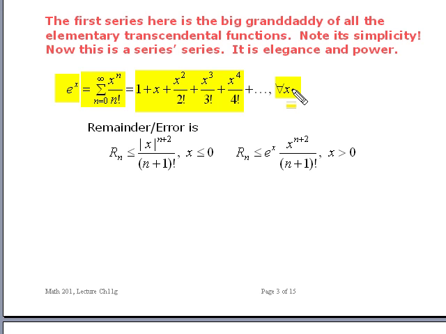And this series converges for all x. For all values of x, it converges to the values of e to the x. I'm going to list the remainder here, but there's no sense in me reading that.